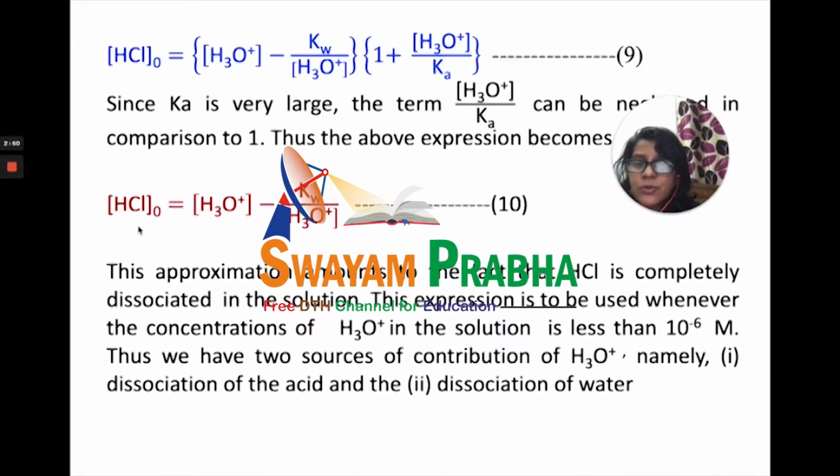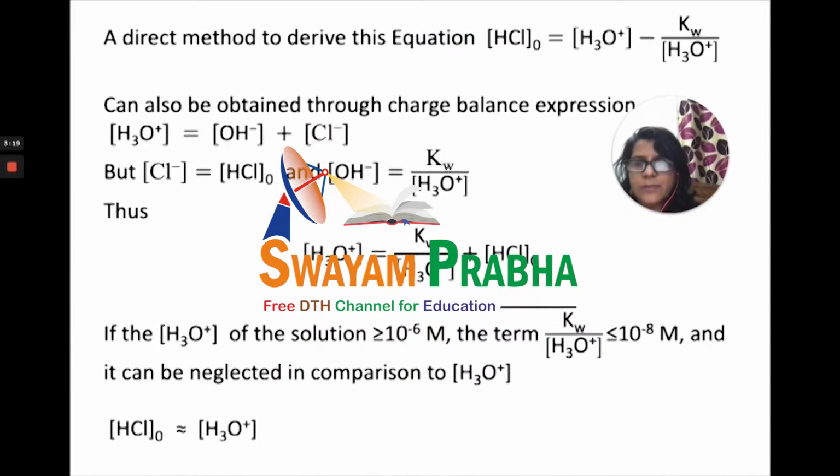Now what does it also show? It shows that there are two contributions of H plus in the solution. One you are getting from the dissociation of the acid, and the other you are getting from the dissociation of water. One contribution is coming from the dissociation of the acid, and the other contribution is coming from the dissociation of the water.